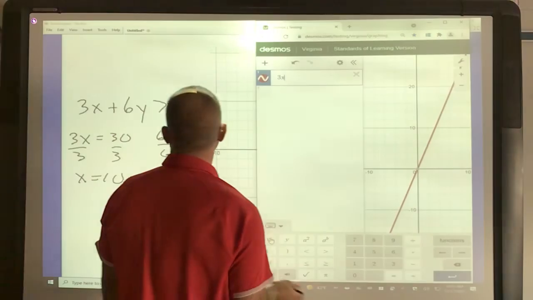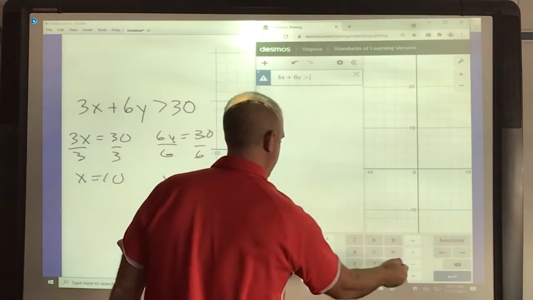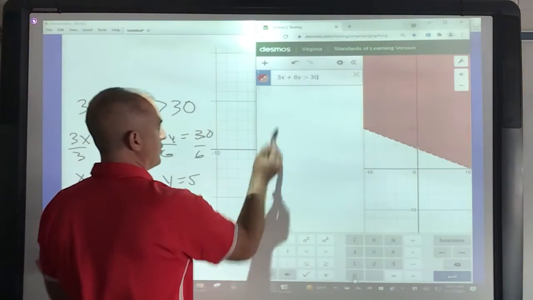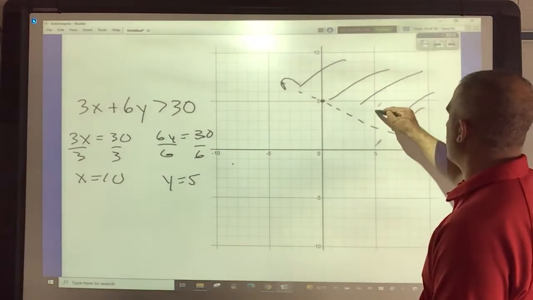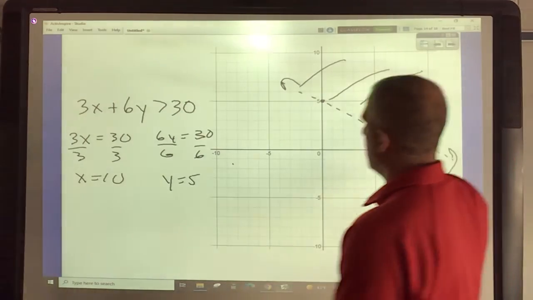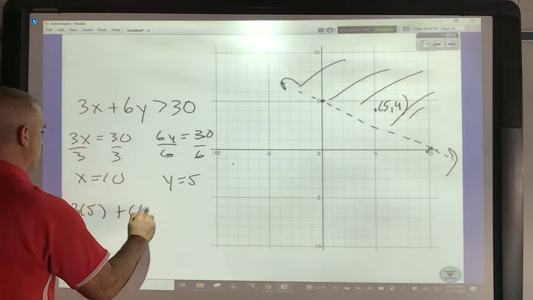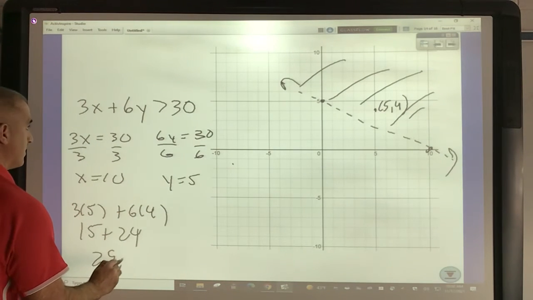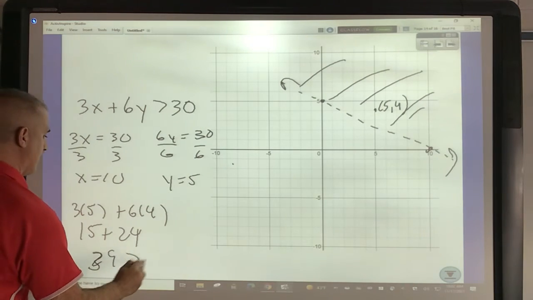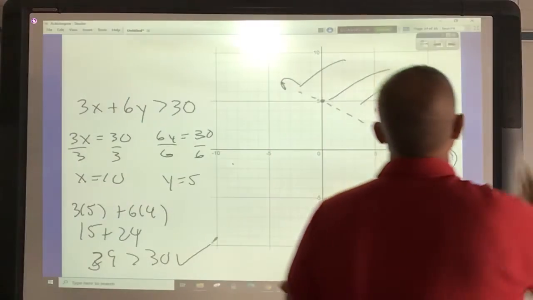3x plus 6y greater than 30. Okay. And the shading is above. So what does that mean? Take a point like 5 over, 4 up. If I put that in here, 3 times 5 plus 6 times 4, that's going to be 15 plus 24, which would be 39, and that's greater than 30, and that's why that works, okay? All right?